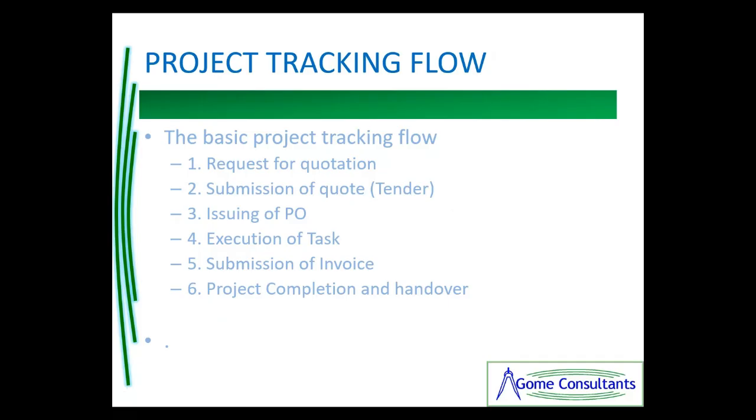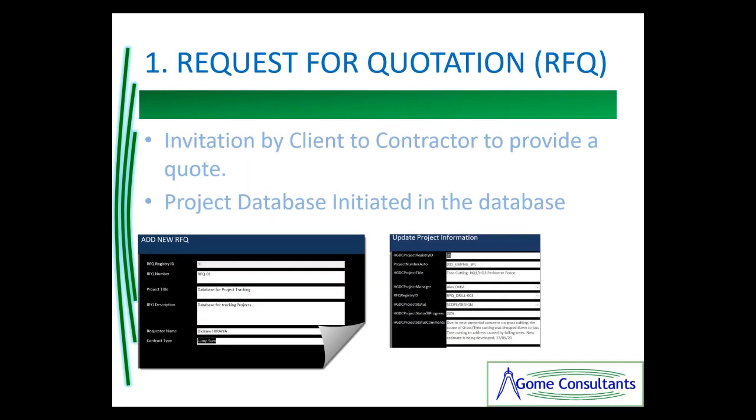1. Request for quotation. 2. Submission of quote or tender. 3. Issuing of purchase order. 4. Execution of task. 5. Submission of invoice. 6. Project completion and handover. The stages may vary and take different forms for each organization, depending on the setup. Each stage of the project tracking flow is explained in the following slides.